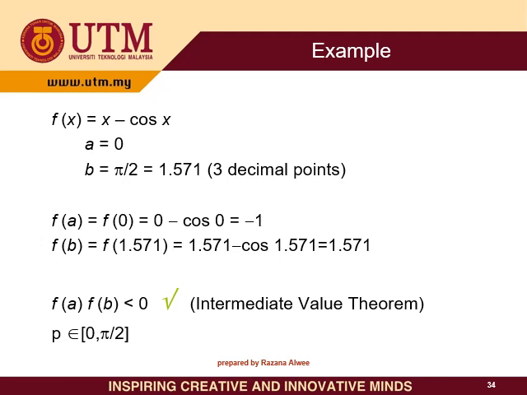Okay, we come to the important part, which is to find the intermediate value theorem. We want to find whether we have roots between a and b. So we already have our f(x), we have our a, we have our b. Remember, because we have 3 decimal points, we want to calculate to 3 decimal points. So we use 1.571 here for pi over 2, to 3 decimal points.